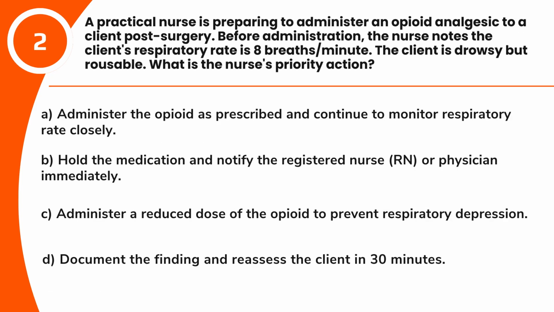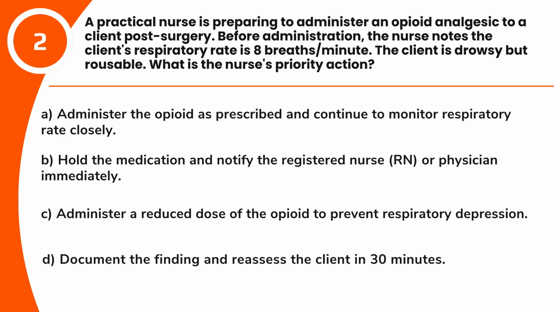Question 2. A practical nurse is preparing to administer an opioid analgesic to a client post-surgery. Before administration, the nurse notes the client's respiratory rate is 8 breaths/minute. The client is drowsy but rousable. What is the nurse's priority action?